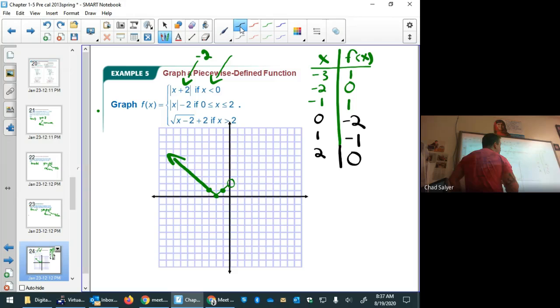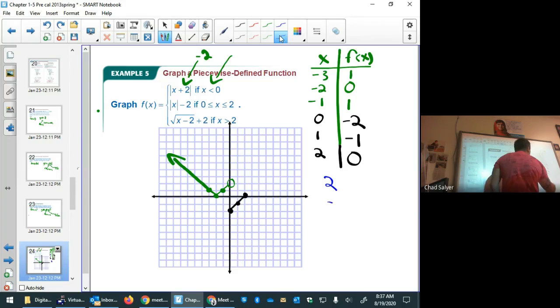So there are 3 points for this middle part. So that's going to be 0, negative 2, 1, negative 1, and 2, 0. And remember, we're including the bounds here because it's or equal to. So those are closed dots in this case. And then finally, a couple points here. So let's do, first of all, let's see what it would look like at 2. It's going to be an open circle there.